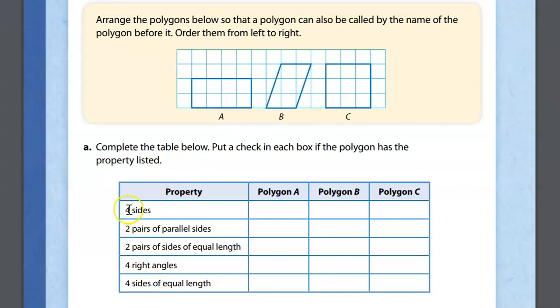Our first description, which polygons have 4 sides? So let's take a look. We have our first polygon A. It has 1, 2, 3, 4 sides. So that fits the criteria. So we can go ahead and put an X in polygon A. So let's go ahead and do so now.